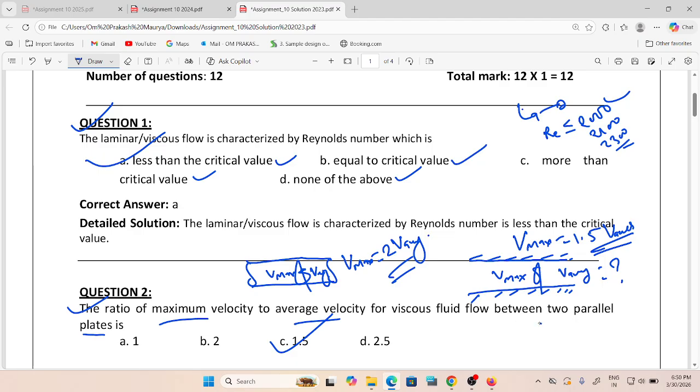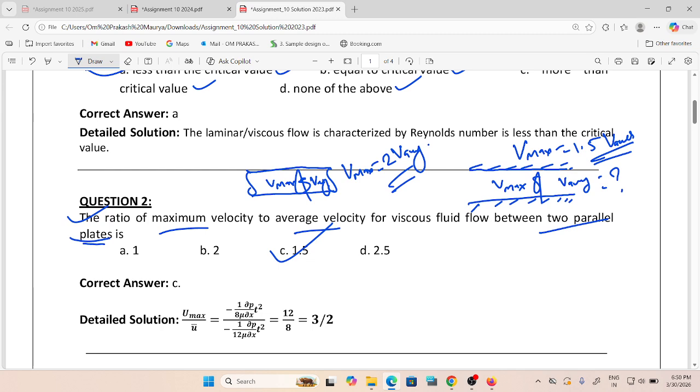Why? Because the question is asking about parallel plates. And you already know the formulas. Sir has explained very well in the class, so you know very well. So this 3 by 2 comes to 1.5. Option C will be correct for question number 2.